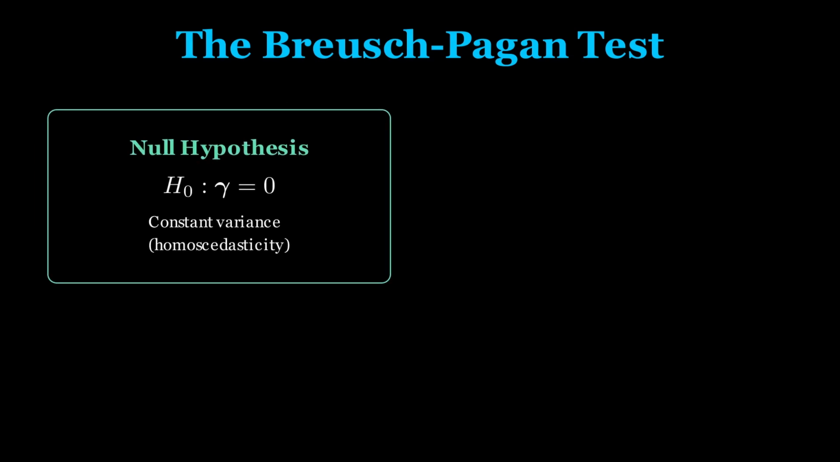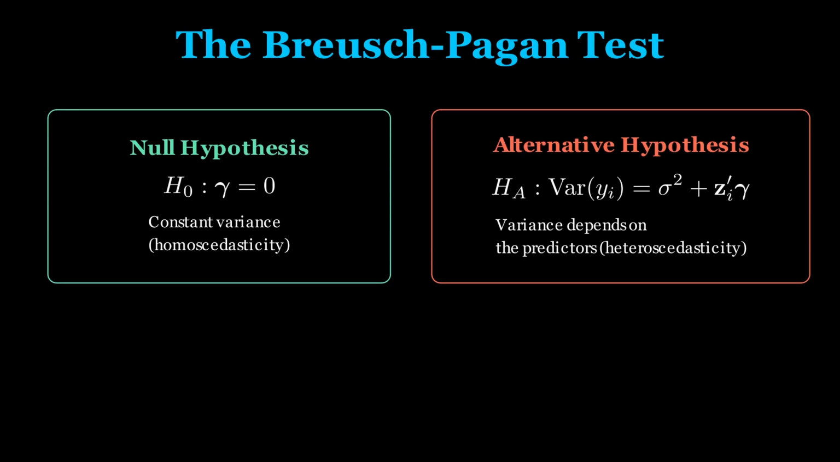The null hypothesis states that gamma equals 0, where gamma is a vector of parameters to be estimated. This means the variance of the residuals is constant, so we have homoscedasticity. The alternative hypothesis states that the variance of yi equals sigma squared plus zi prime gamma, where zi is a vector of the independent variables. In other words, the variance of the residuals depends on the independent variables, and we have heteroscedasticity.